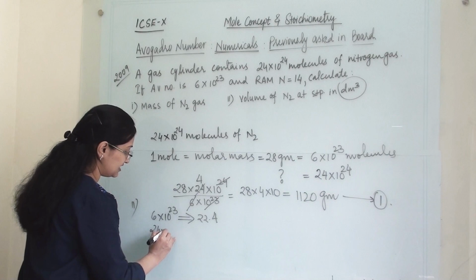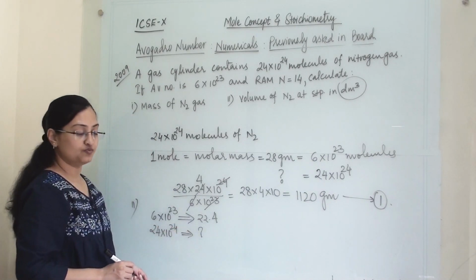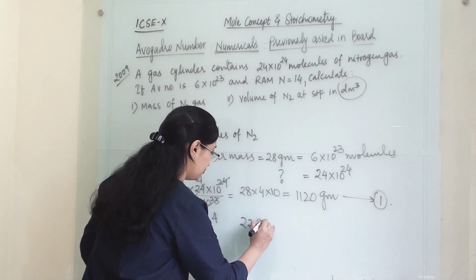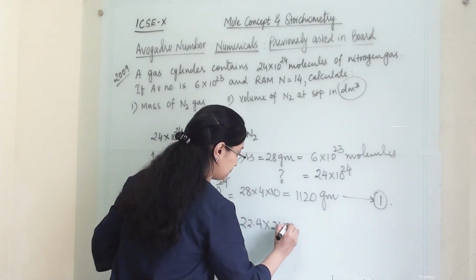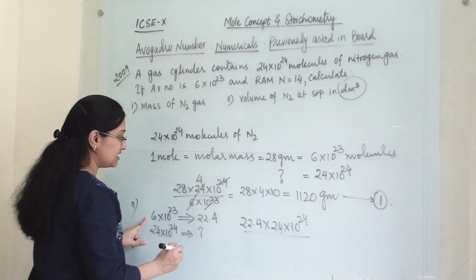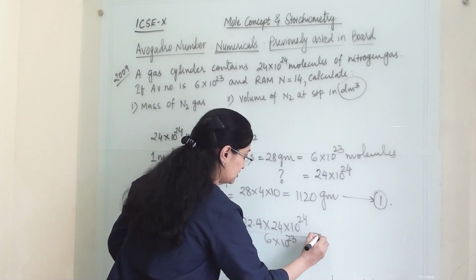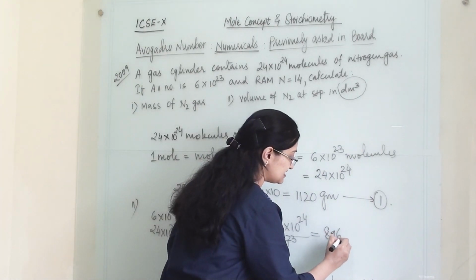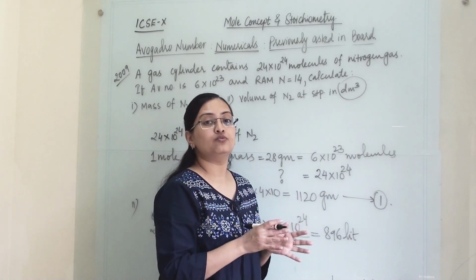24 into 10 raised to 24. So how much volume it will occupy? So it will be 22.4 multiply with this many molecules, 24 into 10 raised to 24 divided by 6 into 10 raised to 23. So answer will give us volume 896 liter. Now liter is exactly equal to dm cube.